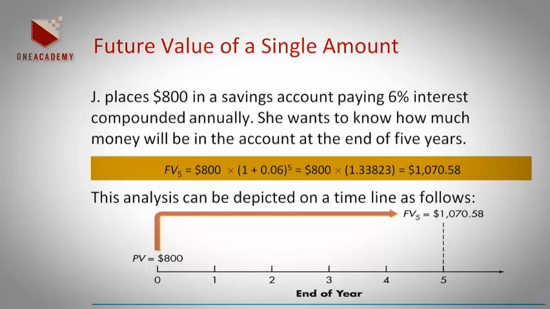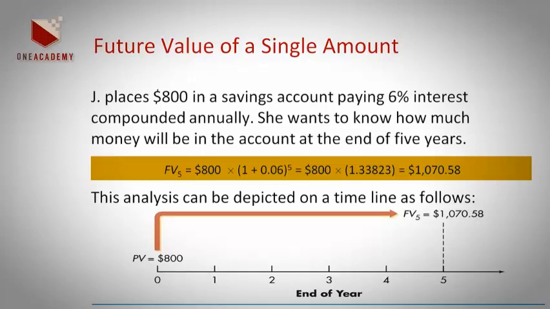Correspondingly, we could of course solve a case here. Let's assume that John places $800 in a savings account paying 6% interest, compounded annually. He wants to know how much money will be in the account at the end of 5 years. So we have very simple, fairly straightforward calculations here. $800 times 1 plus 0.06, since 6% is 0.06, to the power of 5.